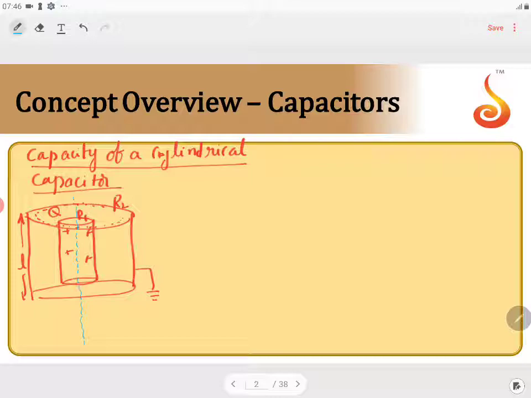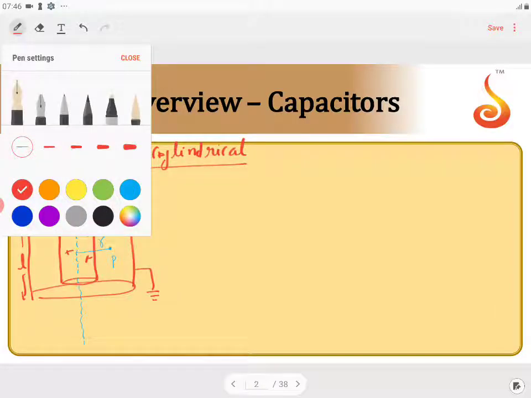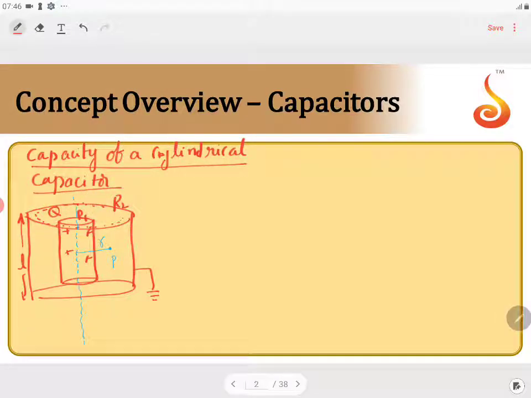So if you consider one point P at a distance r from this axis, then what is the electric field intensity at that point? First we calculate the electric field between the cylinders. E is equal to lambda by 2 pi epsilon naught r.